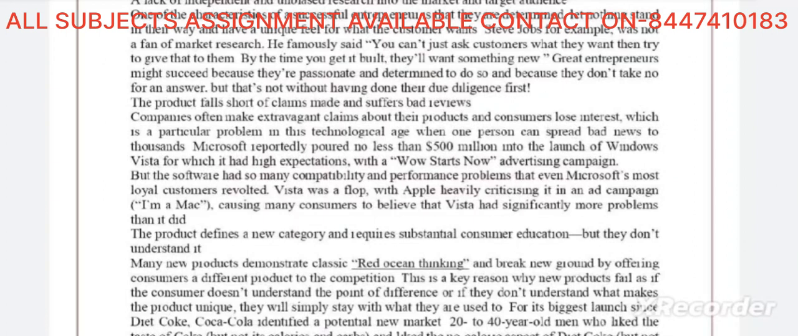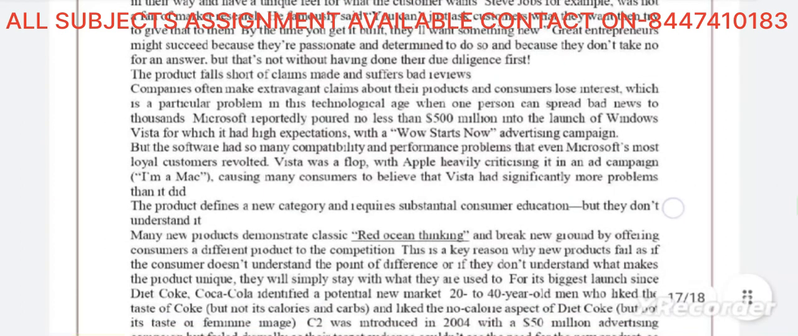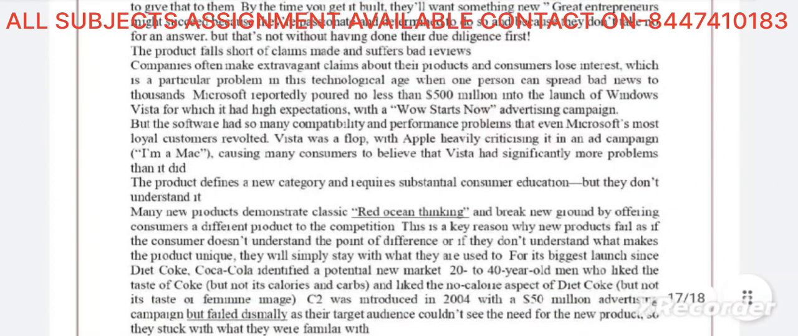Companies often make extravagant claims about their products, and consumers lose interest, which is a particular problem in this technological age. When one person can spread bad news to thousands, Microsoft reportedly poured no less than $500 million into the launch of Windows Vista, for which it had high expectations, with a "wow starts now" advertising campaign. But the software had so many compatibility and performance problems that even Microsoft's most loyal customers revolted.